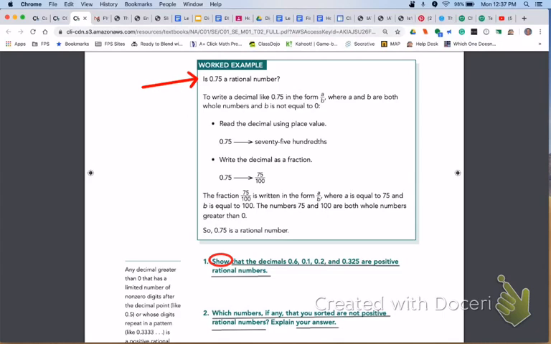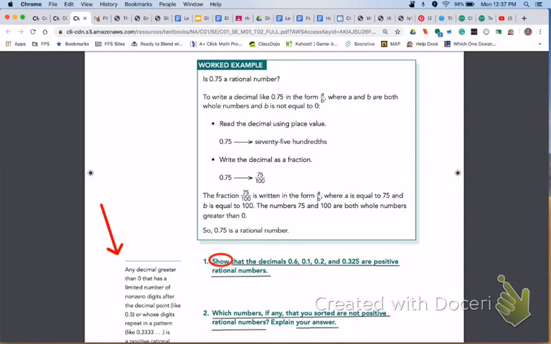Let's take a look at the worked example and see if 75/100 is a rational number. To write a decimal like 0.75 in the form of a over b, where a and b are both whole numbers and b is not equal to 0, first you need to read the decimal using place value, and then you need to write the decimal as a fraction. 0.75 can be written as the fraction 75 over 100, so 0.75 is a rational number.